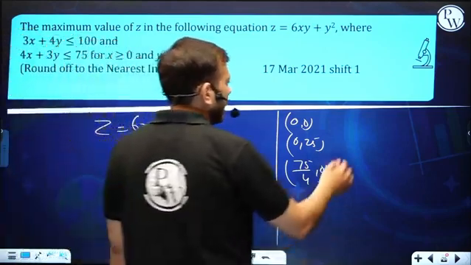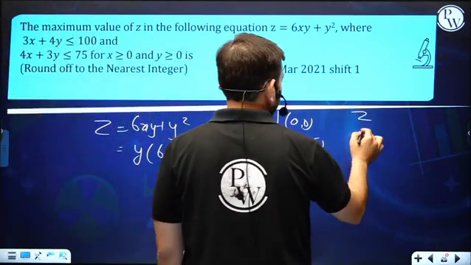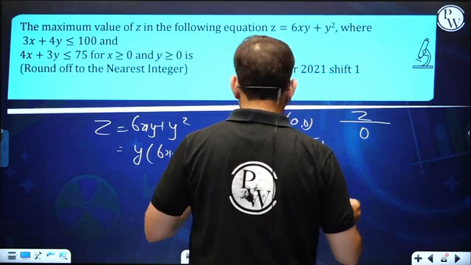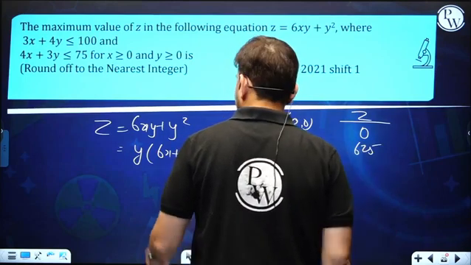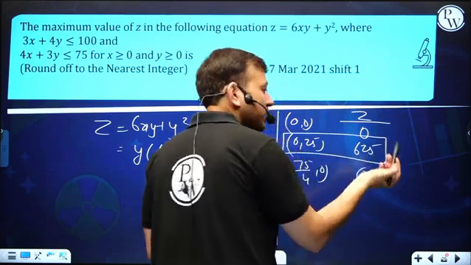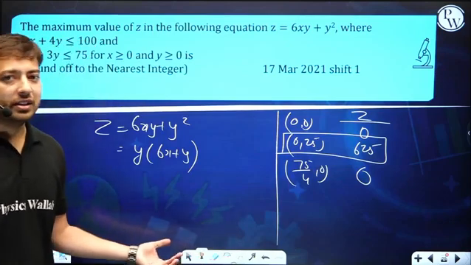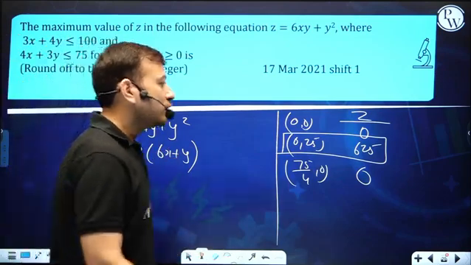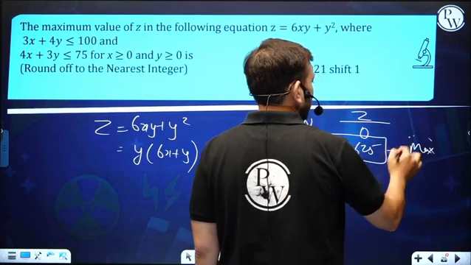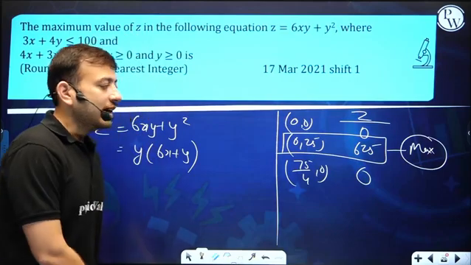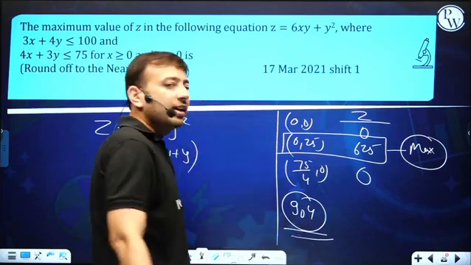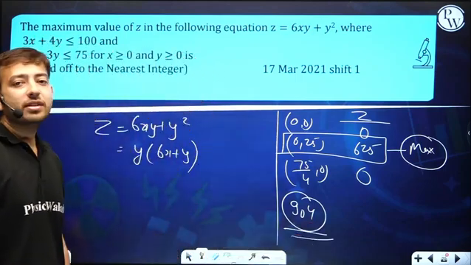Then the Z value at (0, 0), sir, is 0. At (0, 25), it is 25 square, 625. At (75 by 4, 0), again 0. So according to this method, the answer should be 625. In many places you will see that the answer is 625, and they will say that this is the maximum value. But NTA has released the key as 904.